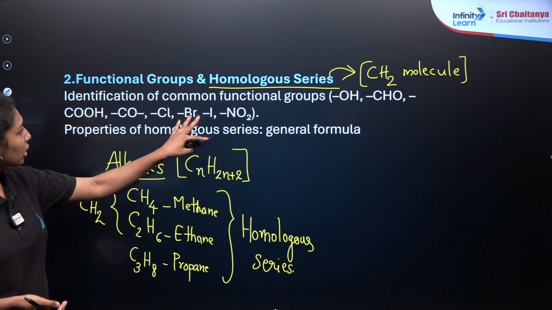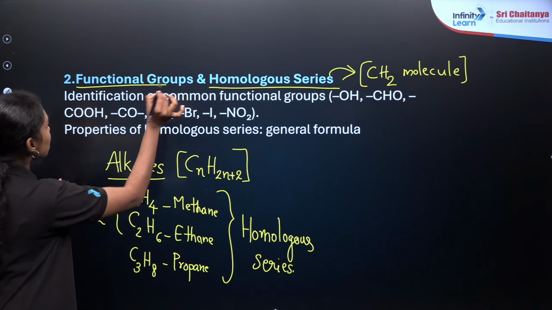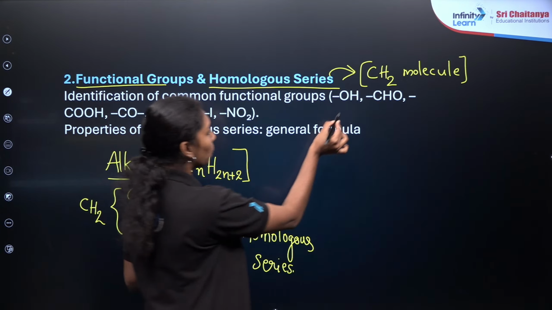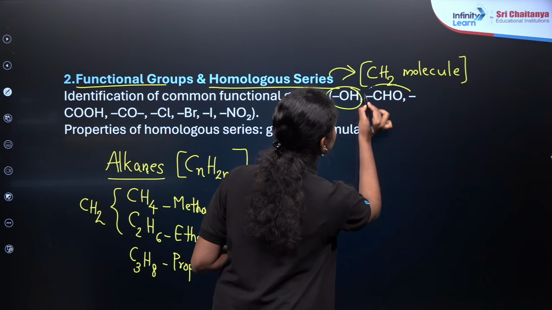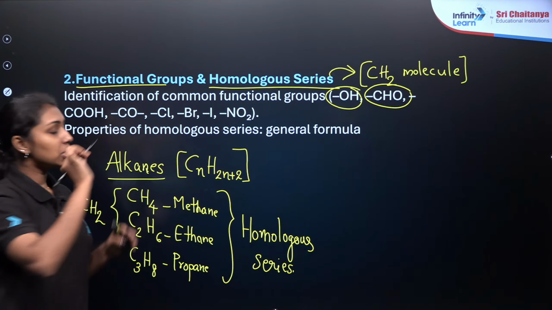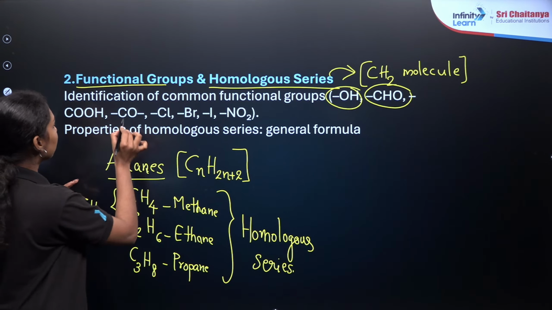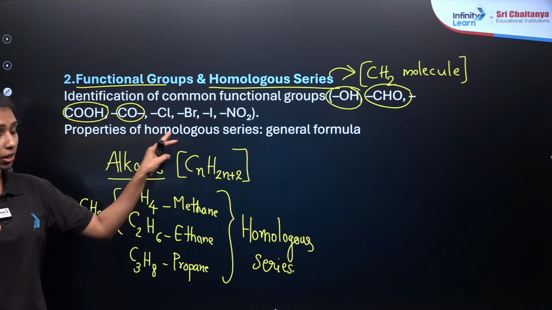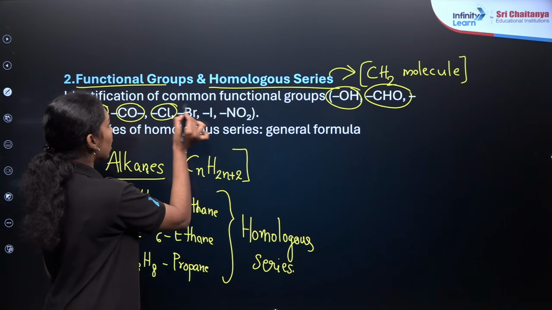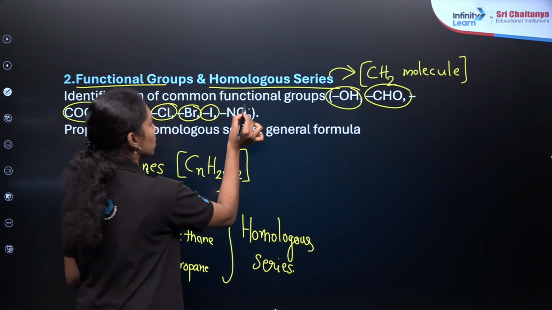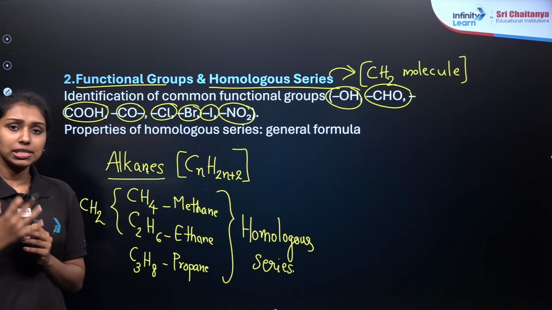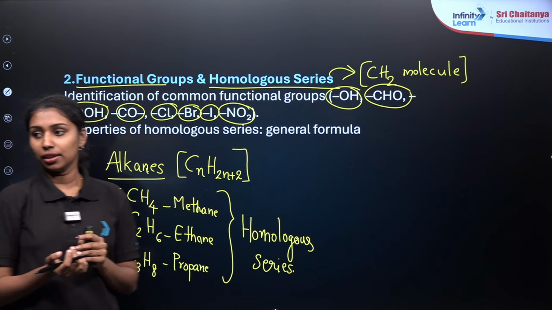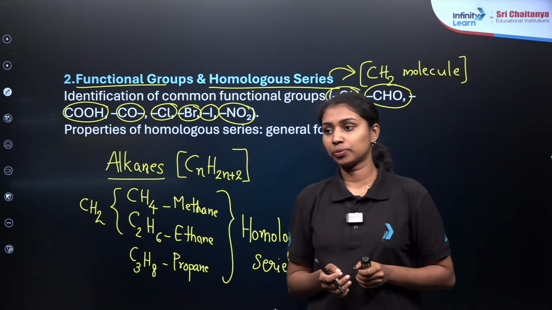So that's about the homologous series. Then in the case of functional groups, we have studied the hydroxy group, alcohols. Then aldehydes, the CHO group. COOH means carboxylic acid, and this is the ketone compound. Then the halogen compounds, chlorine, bromine, and iodine. The last one is the nitro compound, NO2. We have already studied the different functional groups along with their IUPAC naming. I hope you remember.